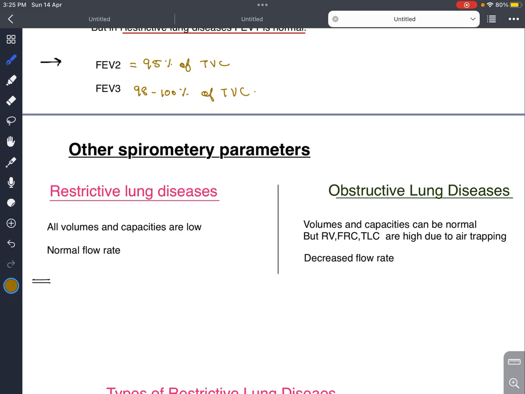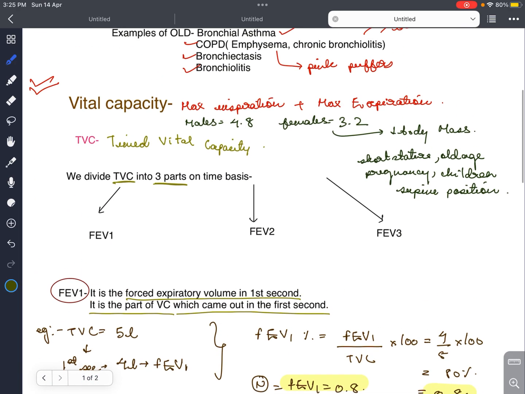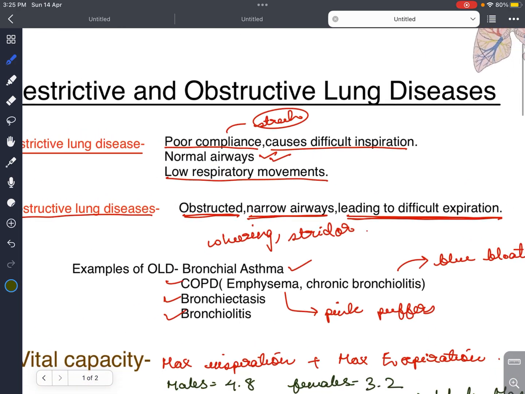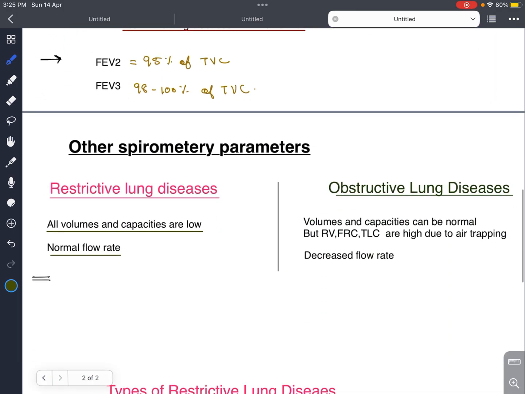In restrictive lung diseases, all the volumes and capacities are low, but we have a normal flow rate. I said earlier also that the flow rate is absolutely normal here, but all capacities and volumes are low. In obstructive lung disease, on the other hand, the volumes and capacities can be normal, but RV, FRC and TLC are high due to air trapping. Here we have obstruction, because of which the air cannot come out. So we have increased RV, FRC and TLC and a decreased flow rate.